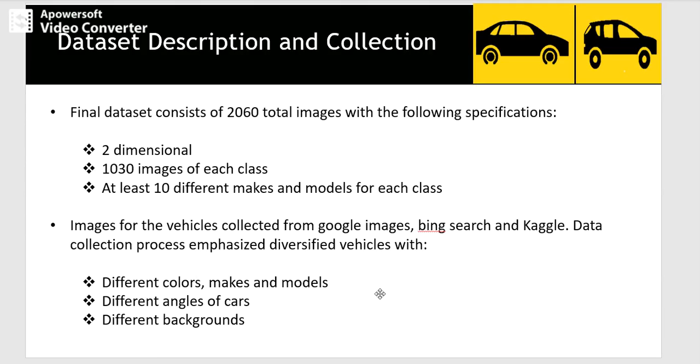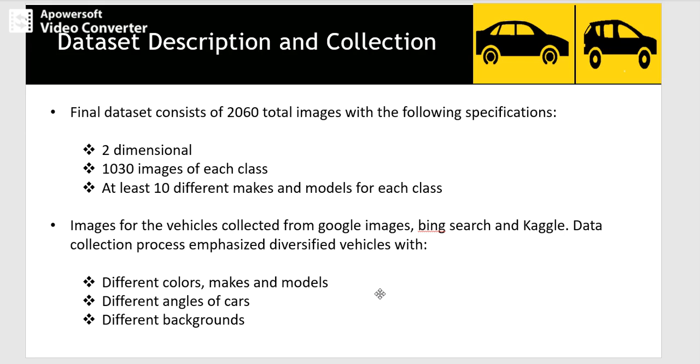Our final dataset consists of 2060 images in total for both SUVs and sedans, 1030 images of each class. The images collected were two-dimensional in shape, colored and with different sizes. We also made sure to include at least 10 different makes and models for each class to create well-represented classes.